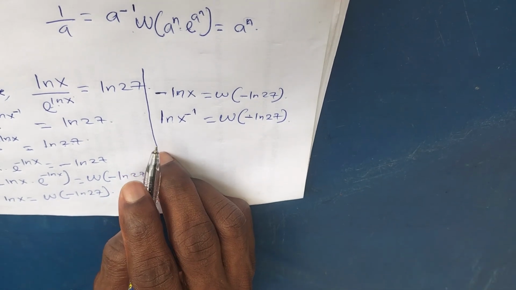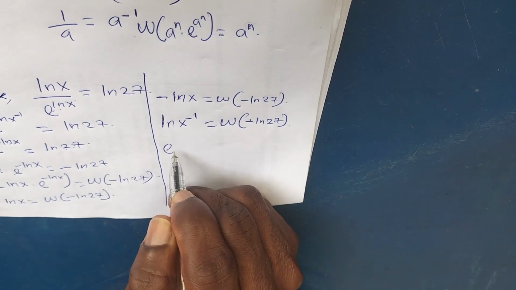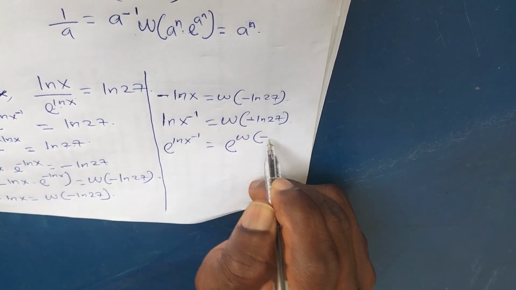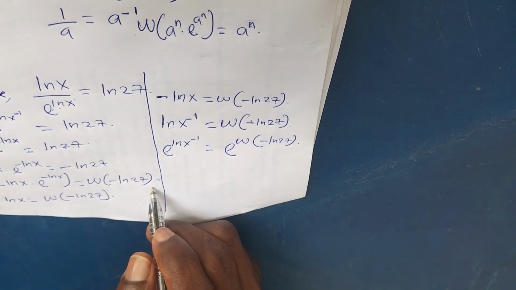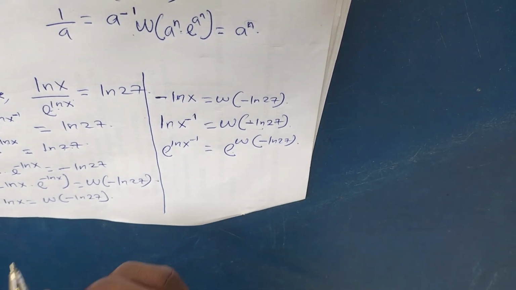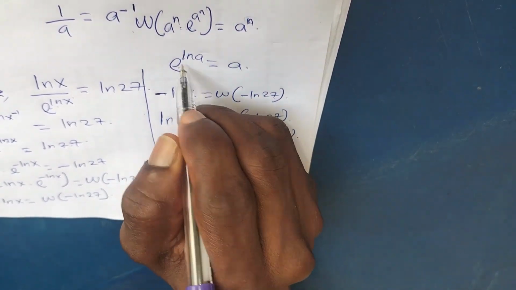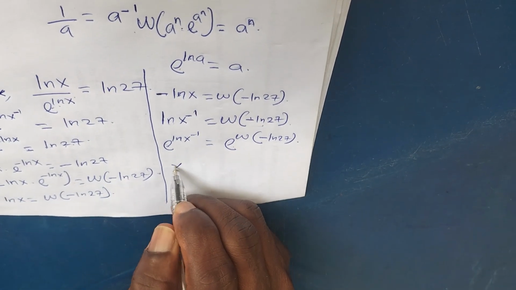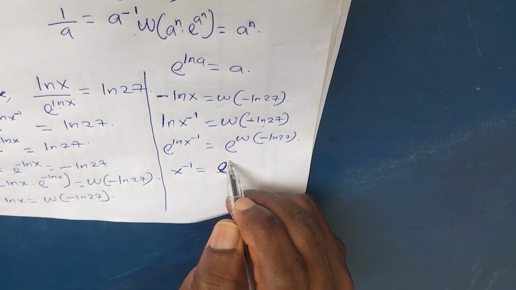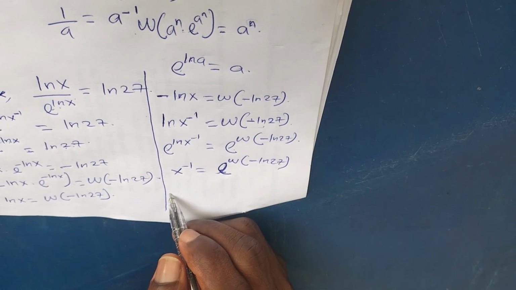In order for me to find the value of x, I can take exponent of both sides. If I take exponent of both sides, I have exponent of ln of x to the negative 1 equals exponent of the Lambert W function of negative ln of 27, because this exponent will cancel off this ln and we return back to this. Recall I said exponent of ln of a also equals a. So this and this will go. We now have x to the negative 1 equals exponent of the Lambert W function of negative ln of 27, close brackets.